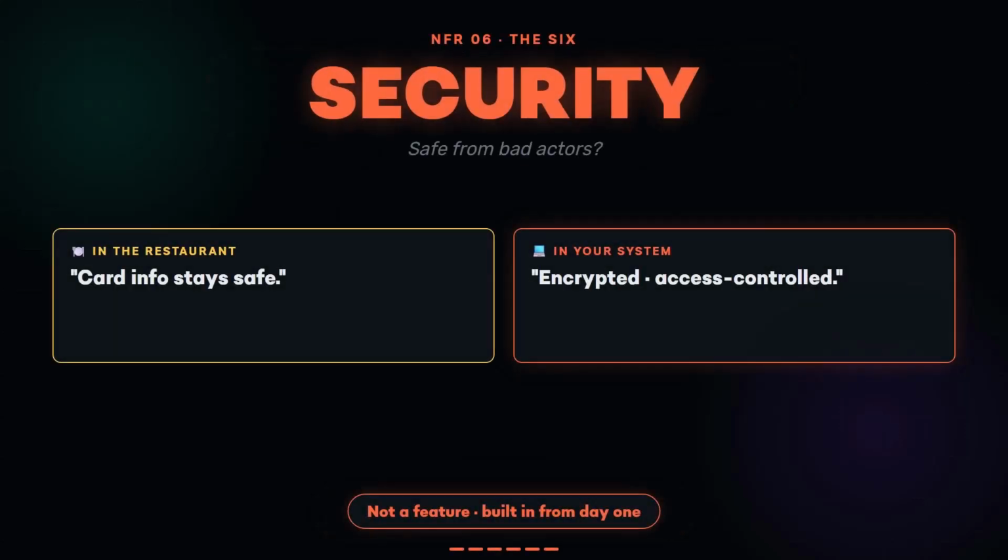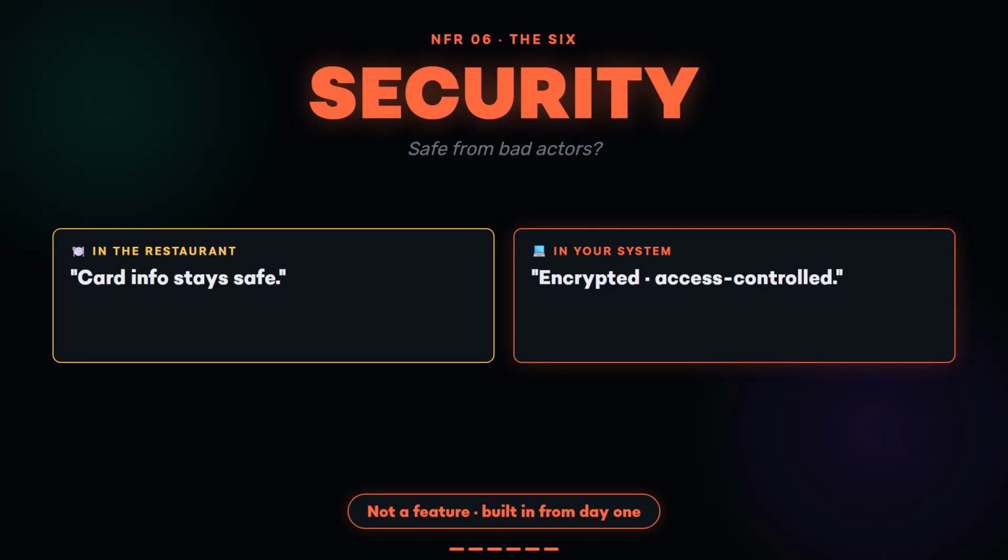Next is security. Is the system safe from bad actors? In the restaurant, your card info stays safe. In your system, data is encrypted. Only the right people can access it. Security isn't a feature you add at the end. It's a guarantee you build in from day one.